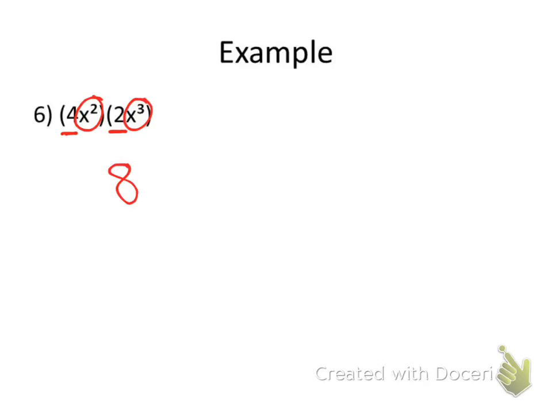Now, the 2 and the 3 are exponents, so follow your rule for exponents. What do we do with the 2 and the 3? Add those together. So this is 8x to the 5th power. What are your questions?